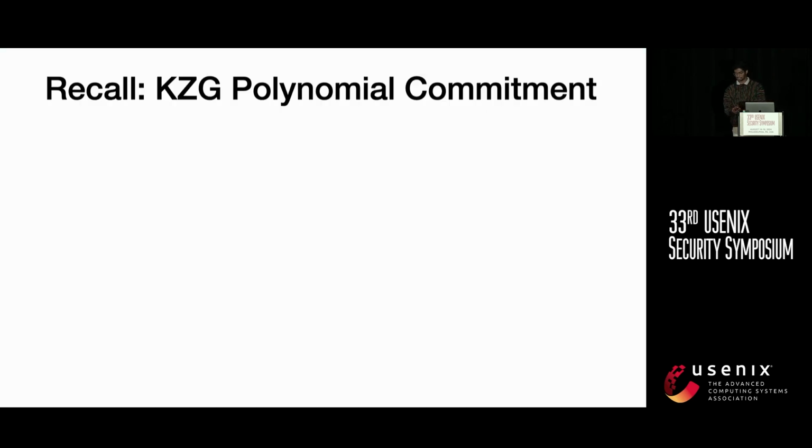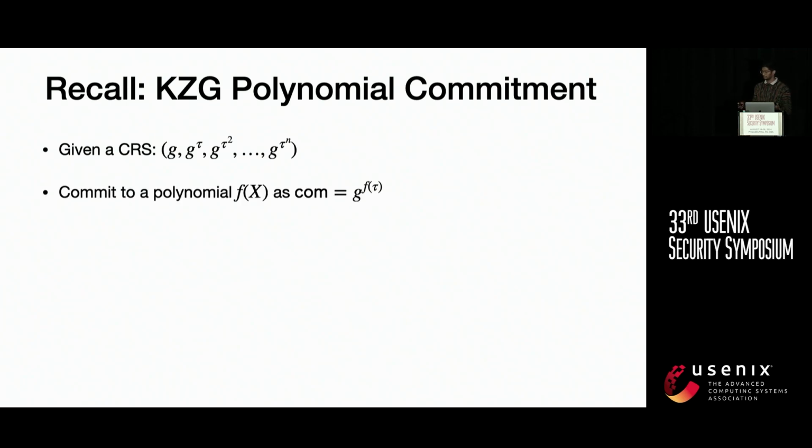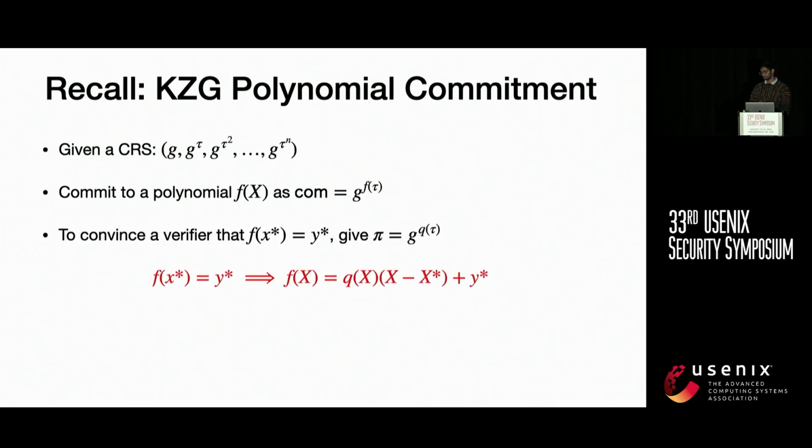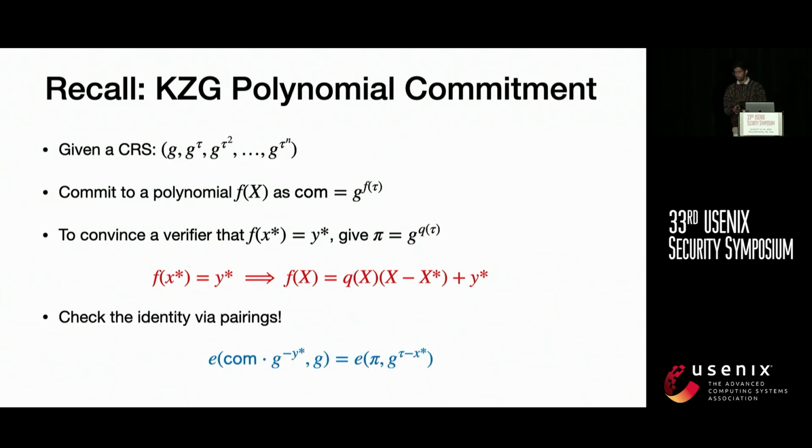OK, so coming to our construction, I want to begin by recalling the KZG polynomial commitment scheme. So you're given the CRS, which is the powers of tau CRS. So to commit to a polynomial f(x), you commit to it as g^f(tau), where you can evaluate it in the exponent. So to convince a verifier that this polynomial f evaluates to y* at x*, what you're going to do is give out this proof pi, which is g^q(tau), which is the quotient polynomial that I've defined here. And what you're going to do is check this particular identity using pairings. So you're just going to evaluate it at the random point tau. And since nobody knows tau, you can't really create fake proofs.